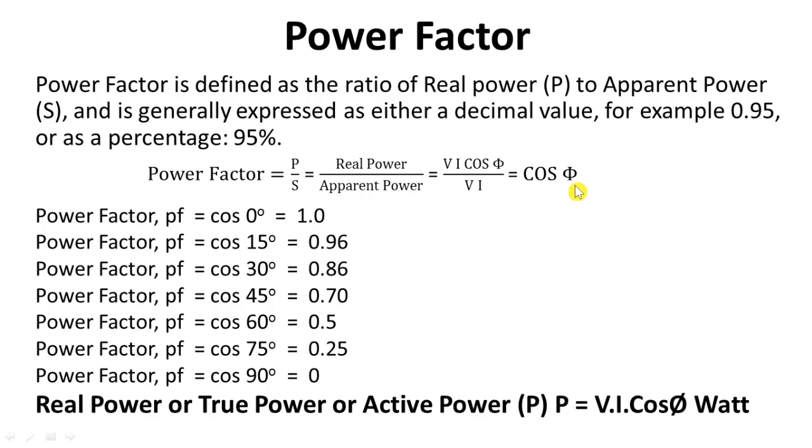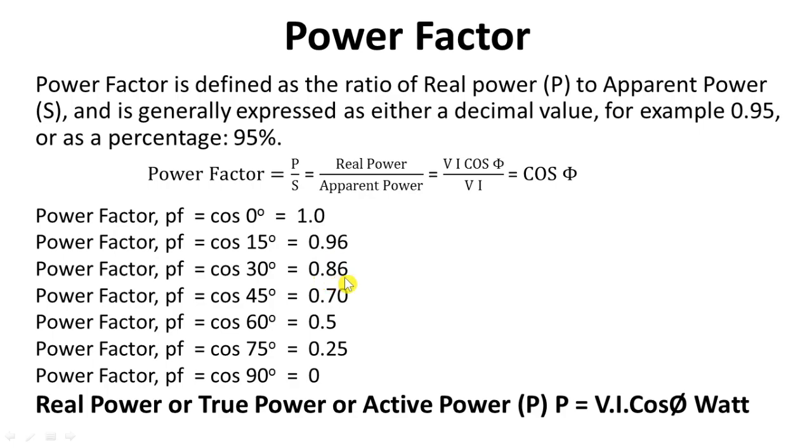Now see, if it is cos phi, then for example, if the phase angle or phase difference is 0, then cos phi is 1, meaning power factor is 100%. If phi is 15 degrees, meaning the angle between voltage and current is 15 degrees, then it is 0.96 or 96%.